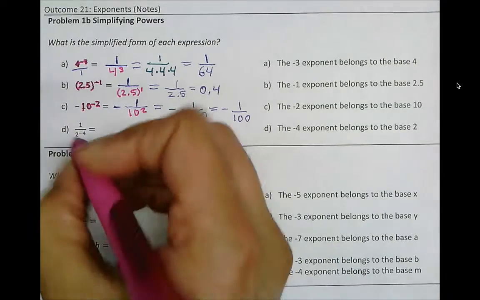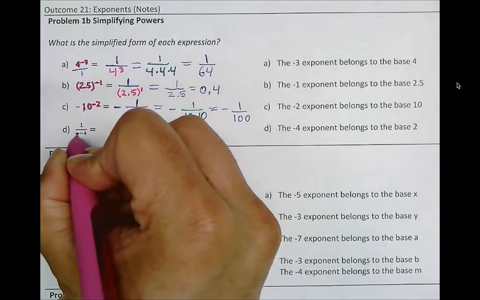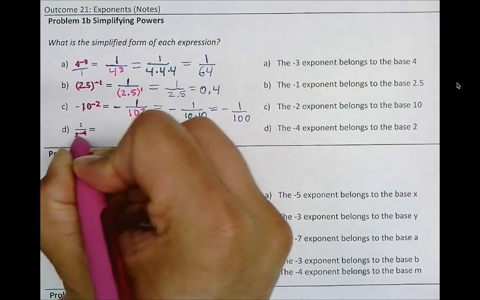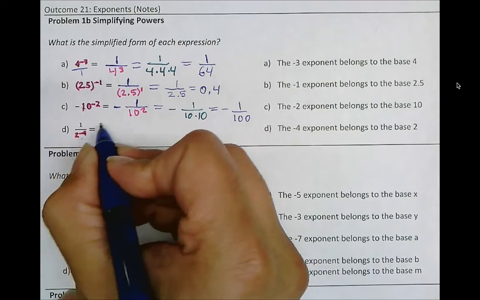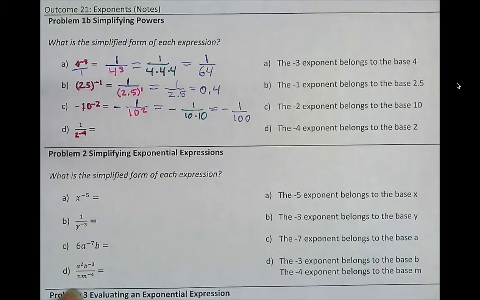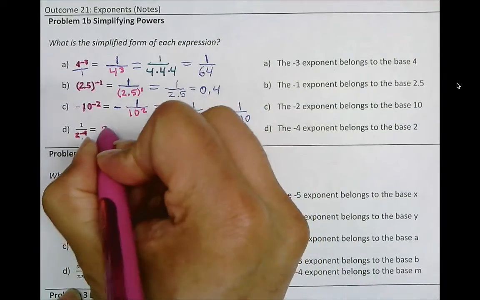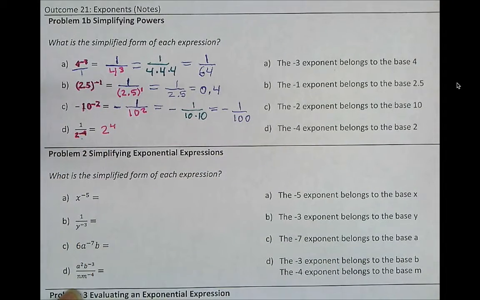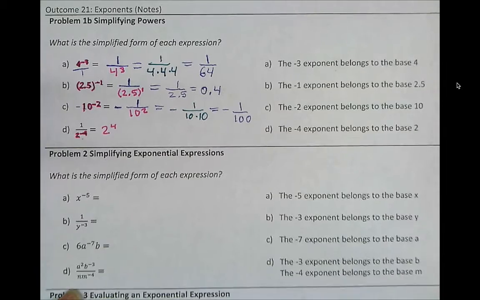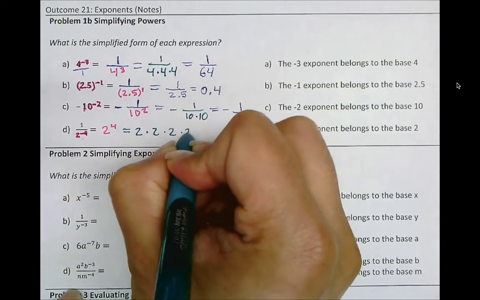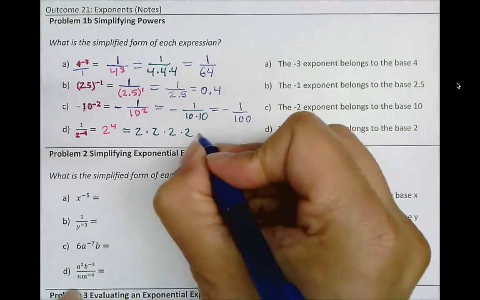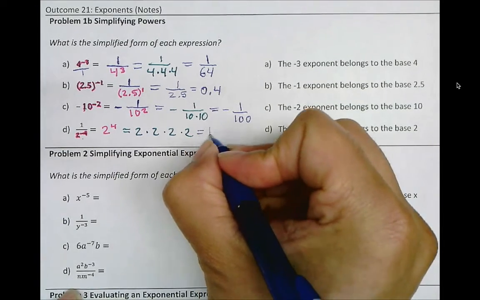Lastly, in part D, the negative exponent of 4 belongs to this base 2. So we are going to take that up into the numerator, making it a 2 to the power of 4. There's no need to write the 1 when the 1 ends up underneath. So we just expand this now, and that gives us 2 times 2 times 2 times 2, which when multiplied out gives you 16.